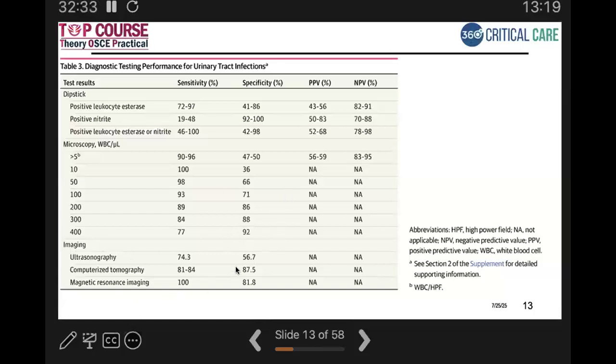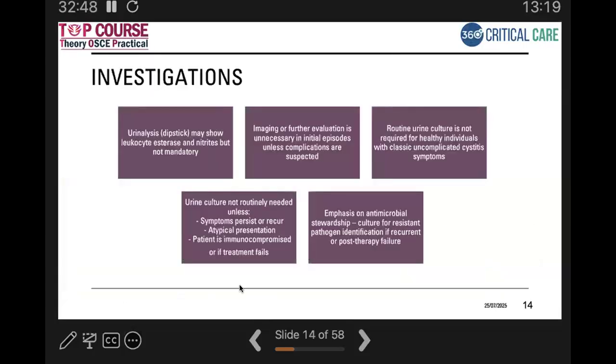When you come to imaging, ultrasound is only 56% specific, but CT and MRI are more specific. So when you see the investigations and interpret them, you see what is more specific and use that as a defining criterion for the UTI. So how will you investigate an uncomplicated UTI?